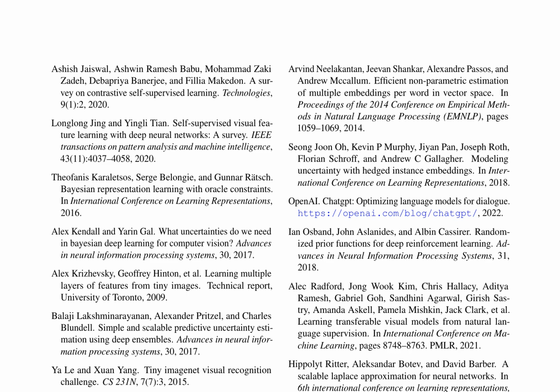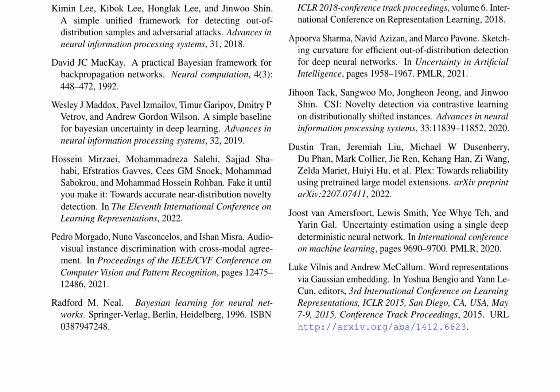The research discusses various aspects of contrastive self-supervised learning, focusing on uncertainty estimation in deep neural networks. It begins by surveying existing works on self-supervised visual feature learning and Bayesian representation learning. The discussion then delves into the importance of uncertainty estimation, highlighting key papers on Bayesian deep learning, predictive uncertainty estimation, and out-of-distribution detection. The authors emphasize the need for scalable and efficient methods, referencing works on Laplace approximation and ensemble methods. The summary also touches on recent advancements in novelty detection, uncertainty estimation using a single neural network, and the role of temperature in contrastive learning. Throughout, the authors highlight the significance of these concepts in ensuring the reliability and robustness of deep learning models.